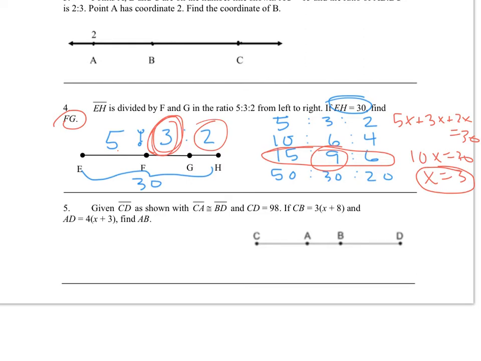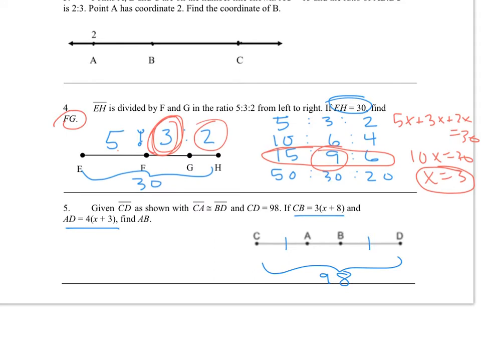I'll also take a look at number 5, because that caused some trouble too. So we're given CD as shown, with CA congruent to BD, so let's mark that. And we're told that the whole length of CD is 98. And we know that CB is 3 times x plus 8, and AD is 4 times x plus 3. And the question is, find the length of AB.